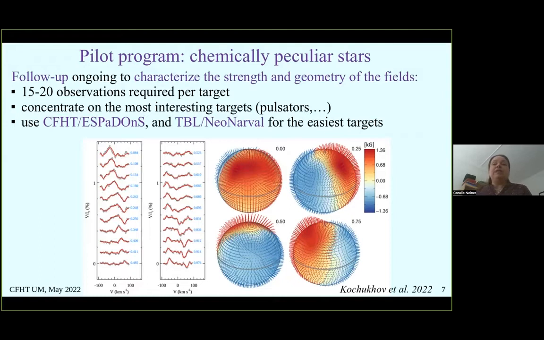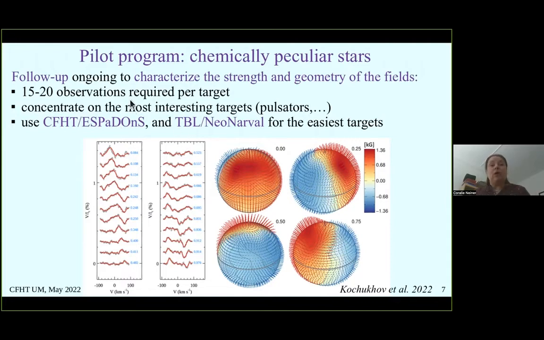And in addition to using ESPaDOnS at CFHT, we've tried to transfer the easiest targets to NeoNarval at TBL. Easy targets means targets with a very strong magnetic field, typically 10 kilogauss, rotating slowly and very bright. And still, the signal to noise with NeoNarval is much less good than with ESPaDOnS. But for these easy targets, it can be enough to characterize the stars.